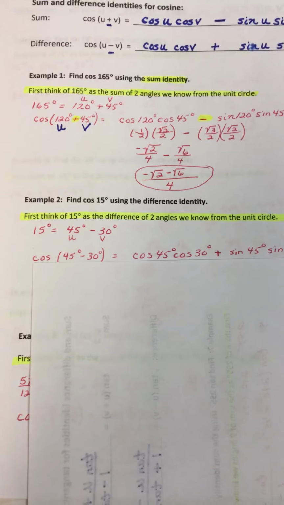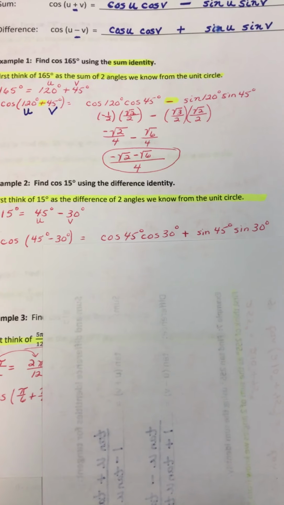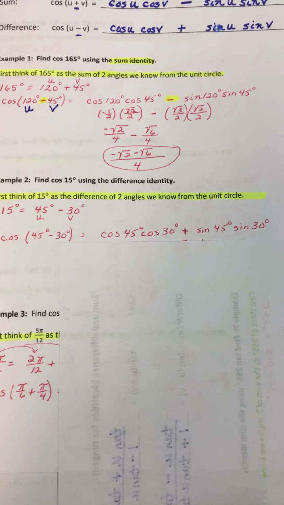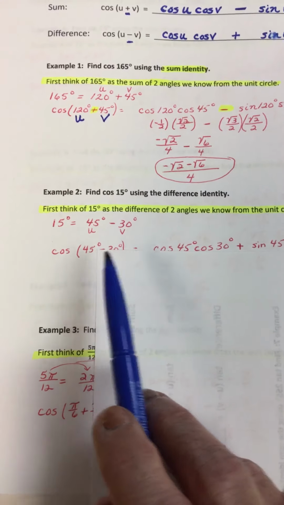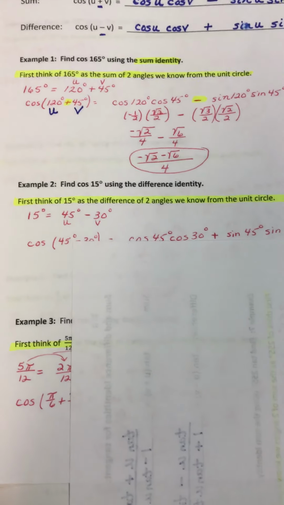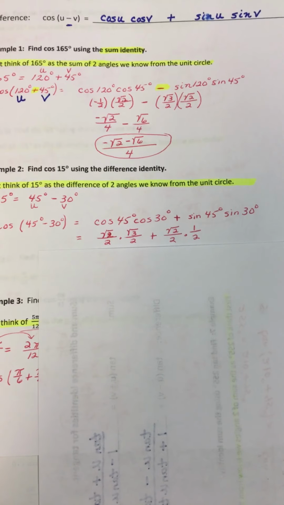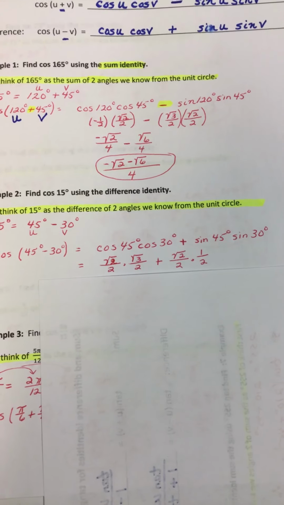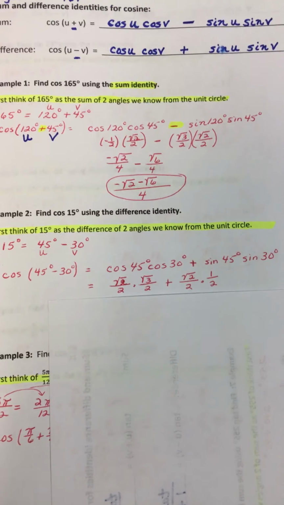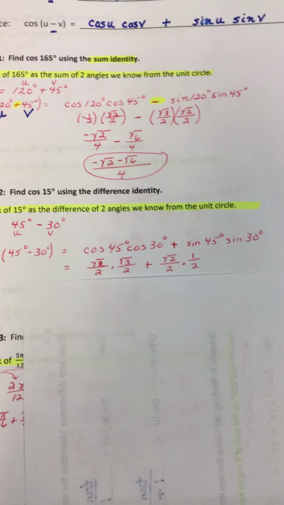Cosine of the first angle times cosine of the second angle. Sine of the first angle times sine of the second angle. But here's the tricky part. Since that's minus, that operation becomes plus between the two products. The cosine of 45 is the square root of 2 over 2. The cosine of 30 is square root of 3 over 2. Sine of 45 is square root of 2 over 2. And sine of 30 is a half.